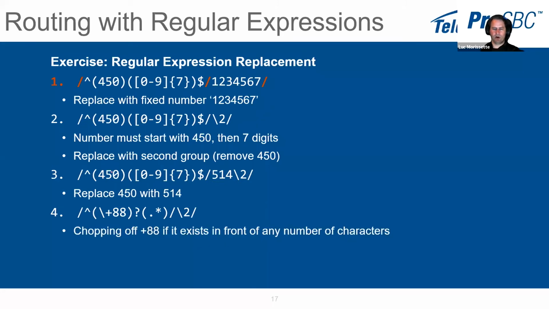This one is a bit more tricky. It means remove the plus 88 if it exists, because you have a question mark here. And in front of any number of characters, so you can have here any characters in the end. So sometimes we use this dot star for domain names or something like that. So you can reference this for examples.